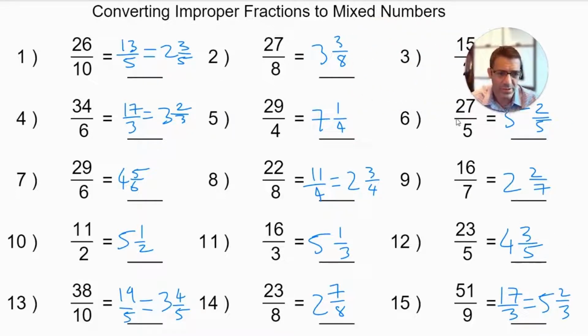I could have changed it to 5 and 6 over 9 and then changed the 6 over 9 into 2/3. But this was probably the best way to go. But it's hard to see that 51 is divisible by 3 without doing a divisibility rule. So if you wanted to know that 51 is divisible by 3, you do 5 plus 1 is 6. And you're like, oh, 6 is in the 3's times table. So 51 is divisible by 3.